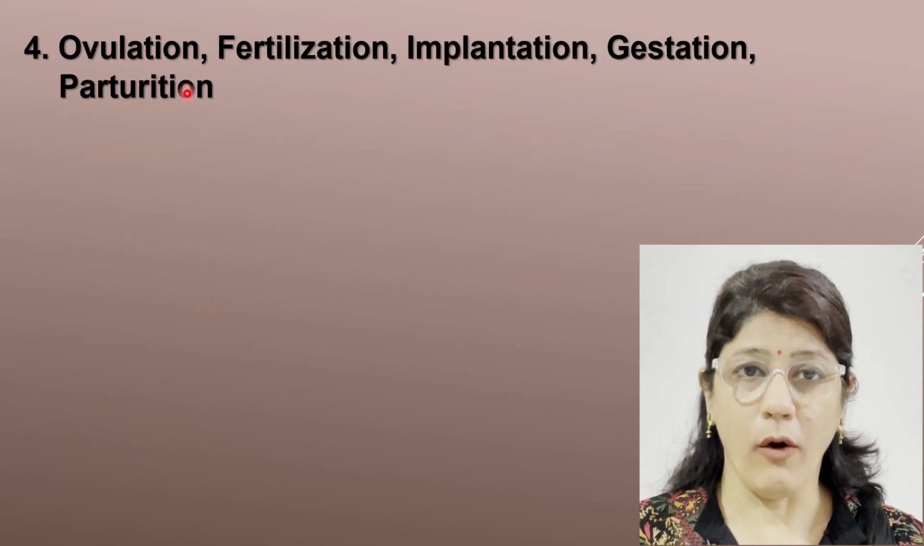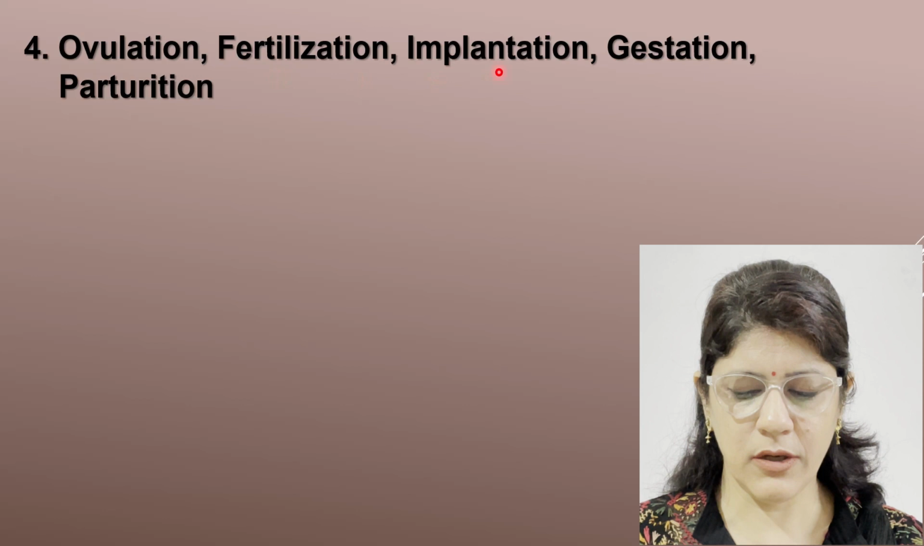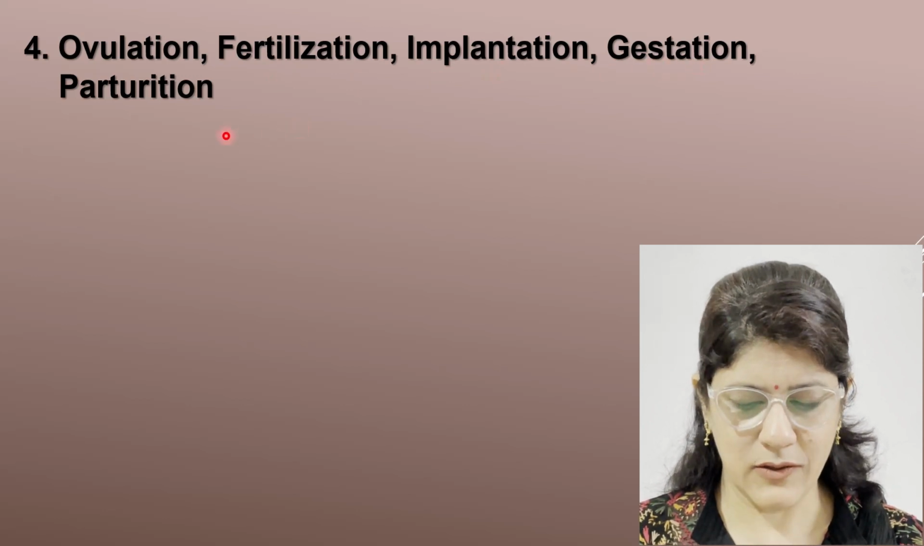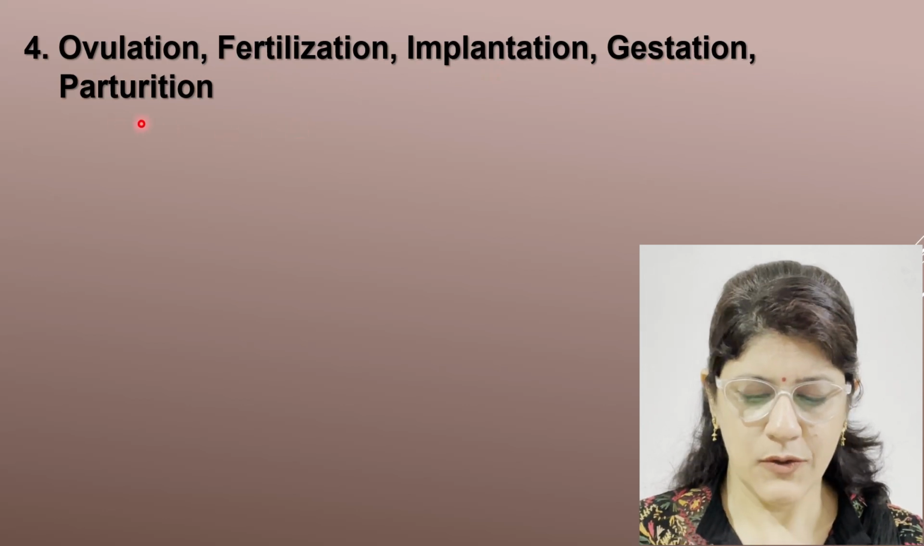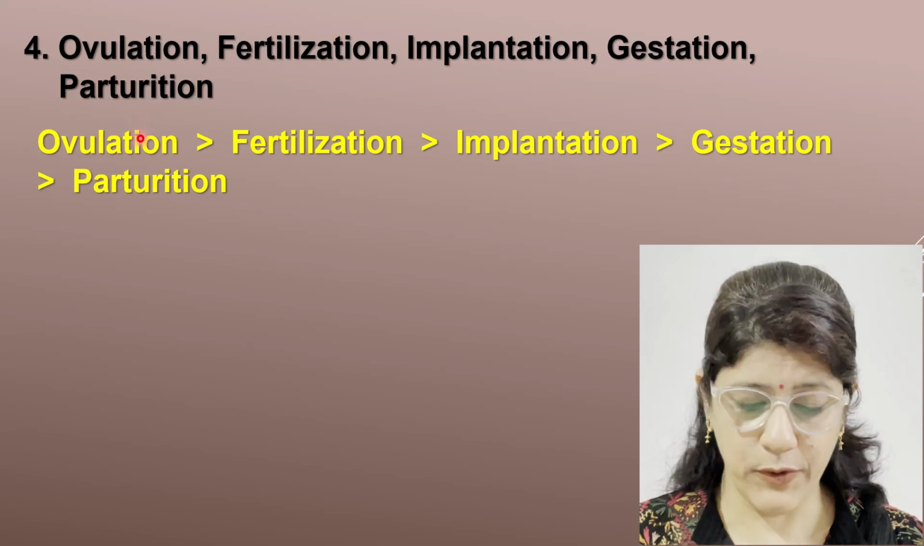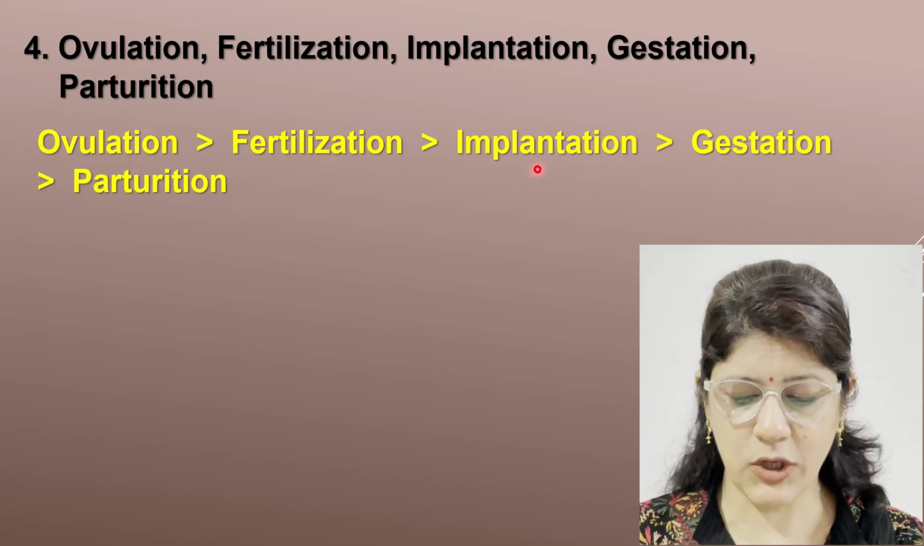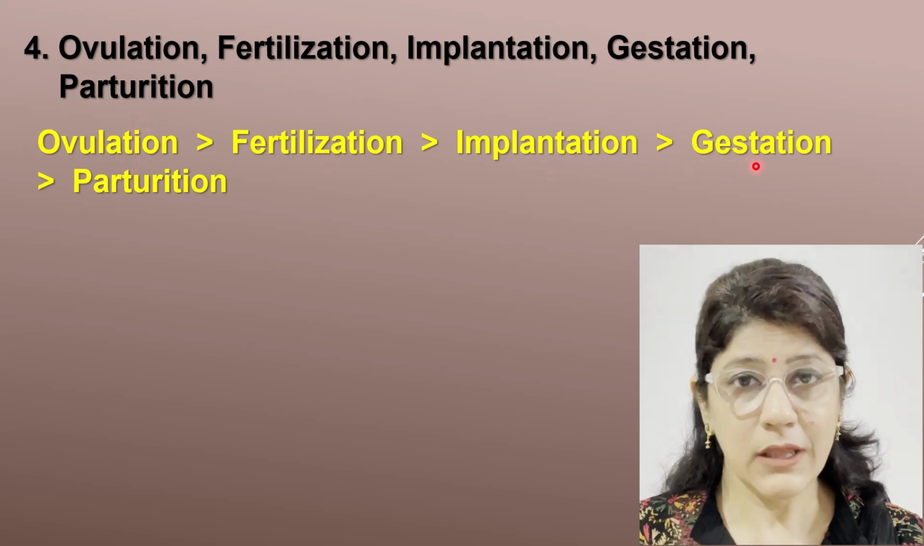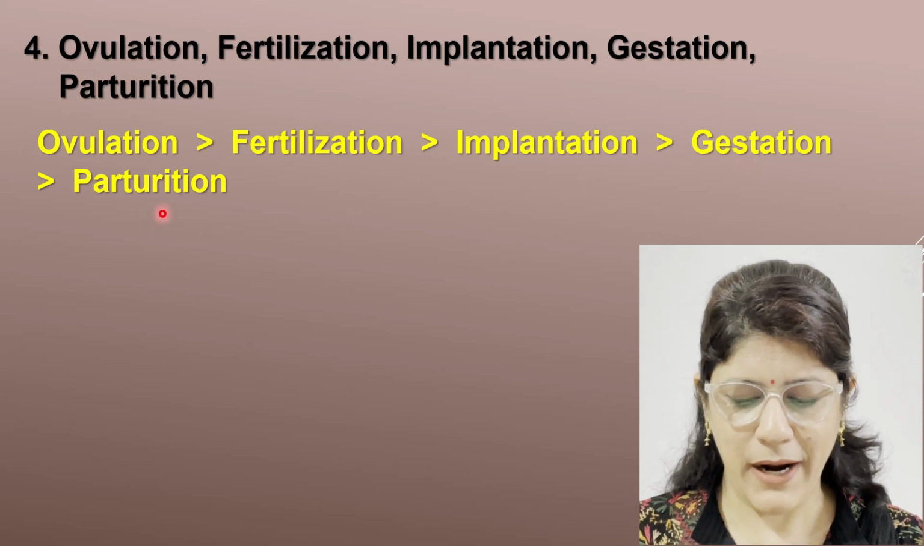Next sequence is ovulation, fertilization, implantation, gestation, parturition. So starting with ovulation, then fertilization, then implantation, then gestation, and then parturition.